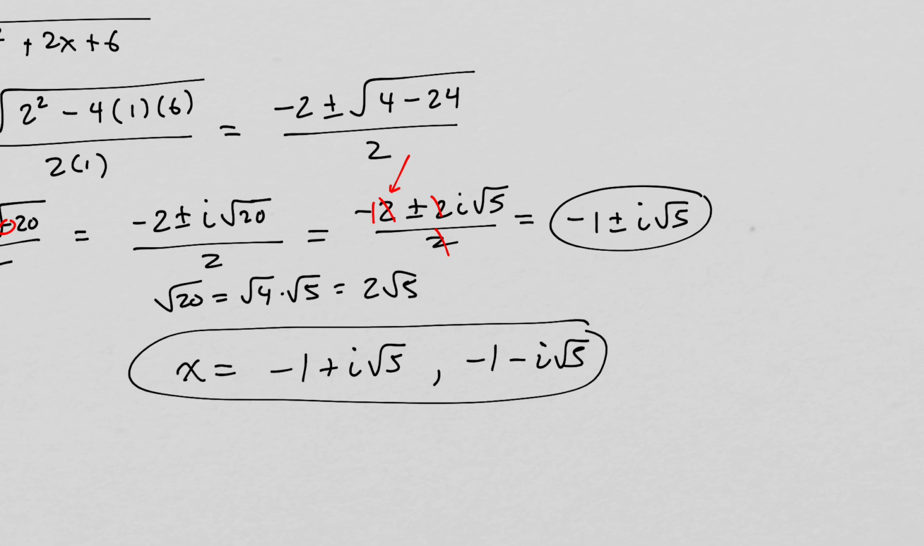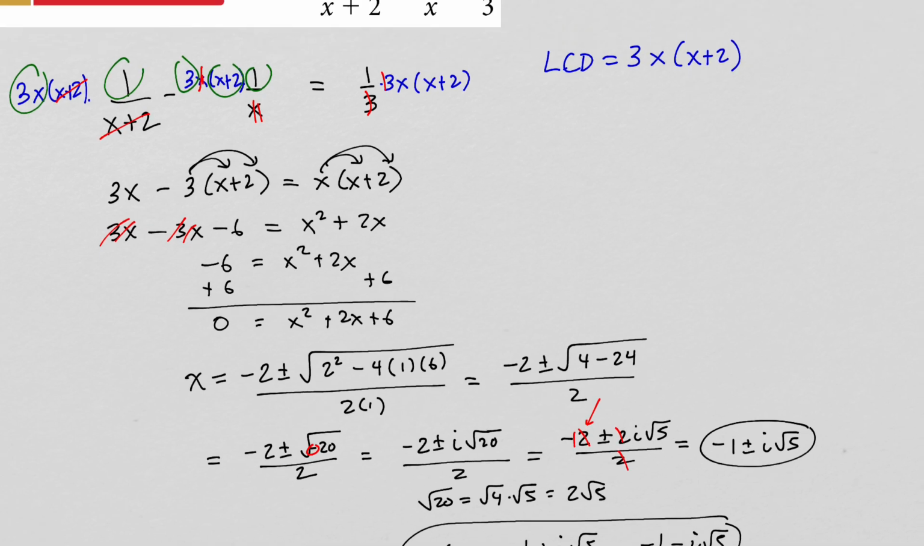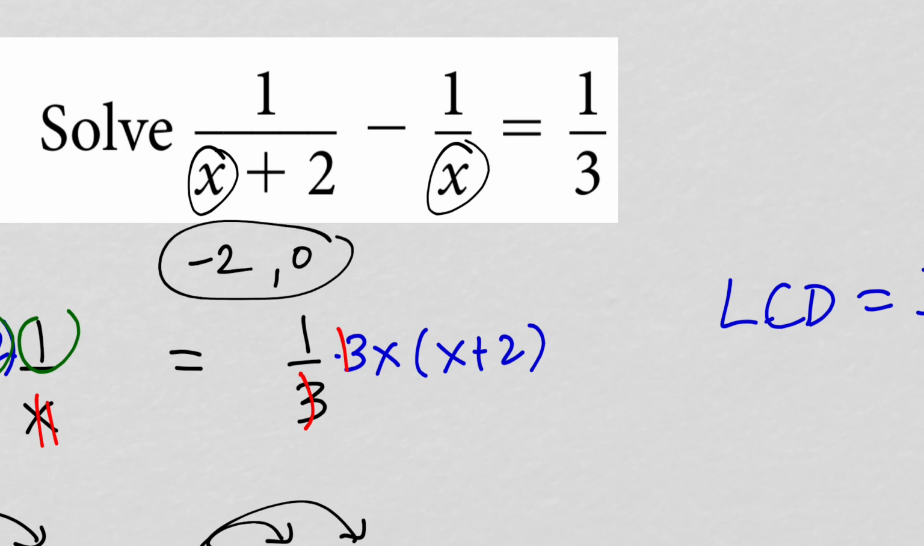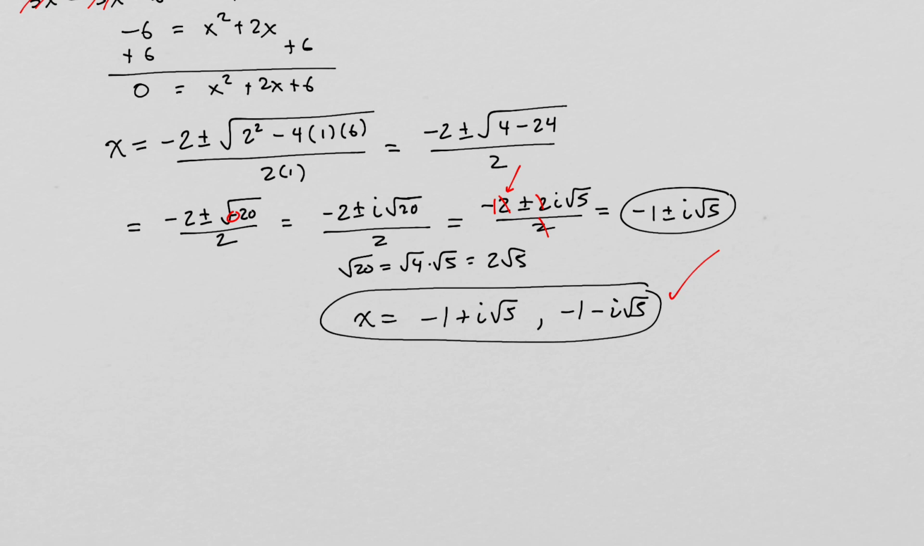And neither one of those answers is going to make the denominator 0, right? Think about it. What would make the denominator 0? Negative 2 would make that 0, and 0 would make that one 0. So these are the only answers that would not be okay. But we did not get those answers, right? We got these answers, so we are good.